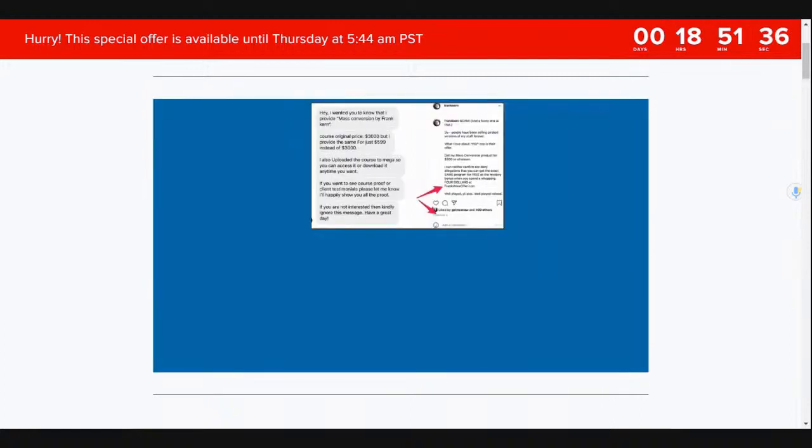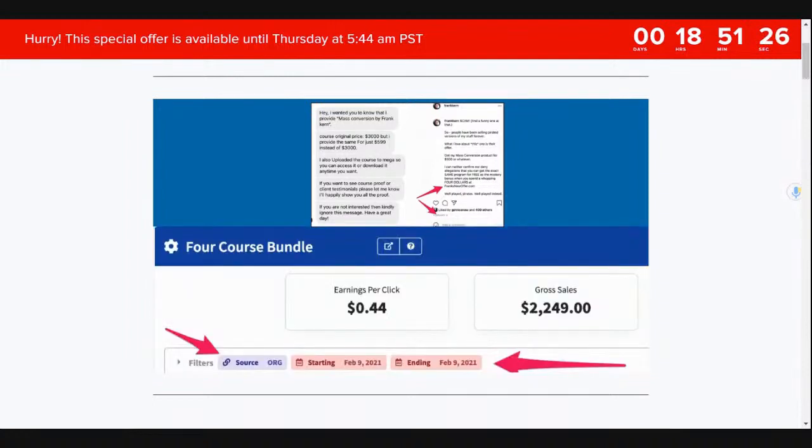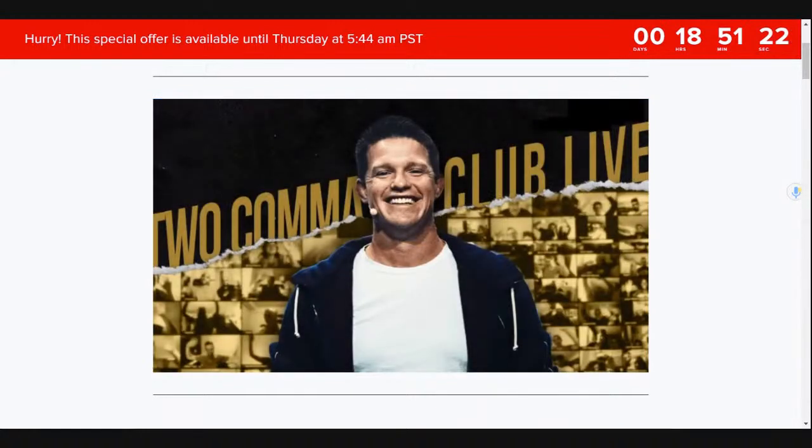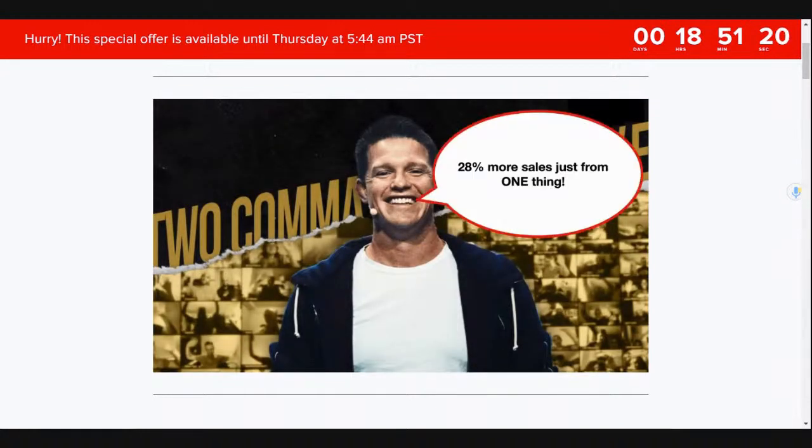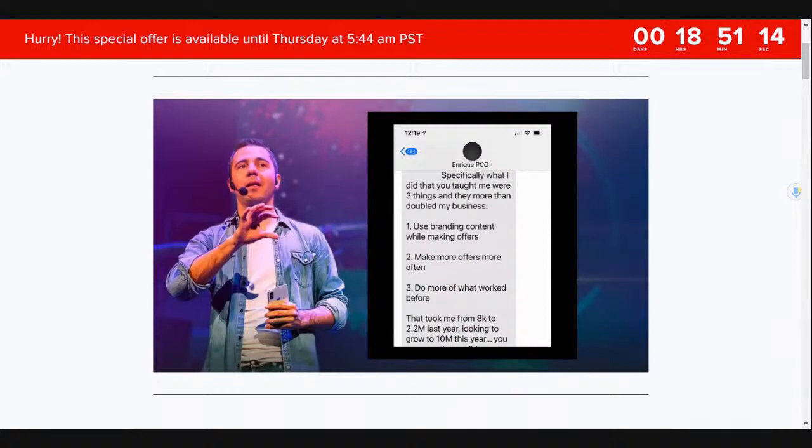This is why I was able to take a simple little Facebook post or an Instagram post, I posted across both of them at the same time, and on one day have it result in $2,249 in sales, right? It's the same approach that I helped Russell with that got him 28% more sales just from one pillar of the Core 4, which is follow up. Same thing with Enrique, right?